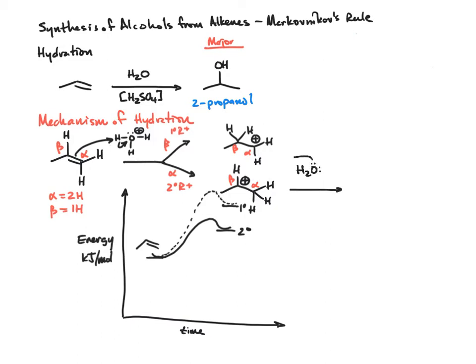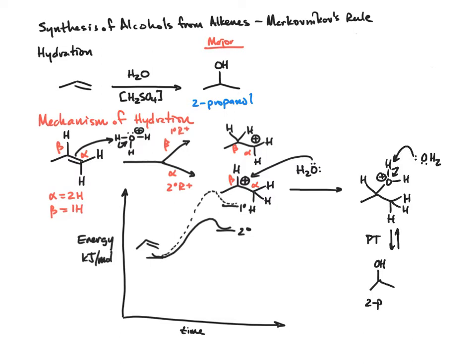The remaining steps at this point: water is now our nucleophile. It attacks the Lewis acid carbocation, the beta position. We're now left with this intermediate. That's not quite the final product. We still have to do a proton transfer. We're going to use water to do that. I'm just going to write proton transfer here. That's going to leave us with our final neutral product, 2-propanol.